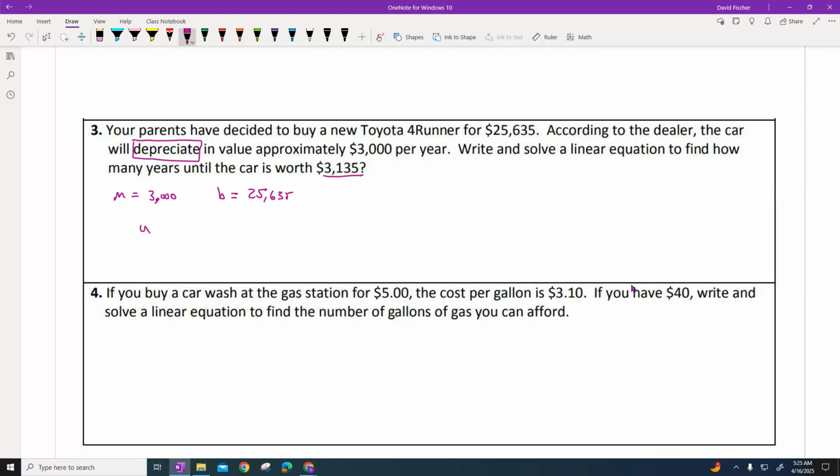Now let's go write our equation. Y equals 3,000x plus 25,635. Now they want to know when it's worth this 3,135. So that goes right there where total is, or the Y. So now let's go plug these numbers in and solve how many years, because that's what they want to know. How many years? Years is right there for the X.